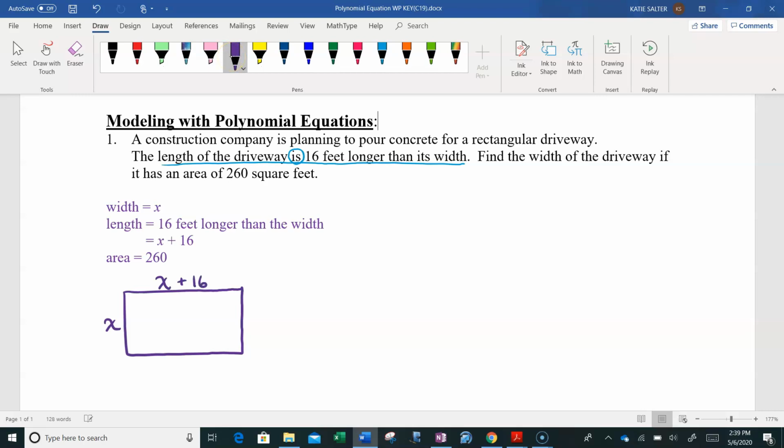And then it tells us that the area of this rectangle is 260 square feet. So what I like to do when I draw my diagram is just put the area in the middle, because remember, that is what area represents. It is this space inside, and we're not doing perimeter problems here, we are doing area problems.